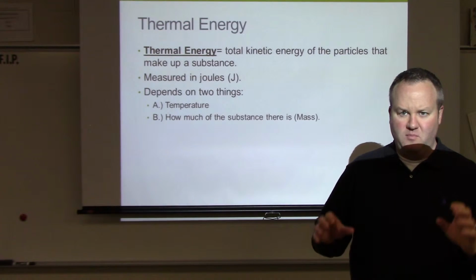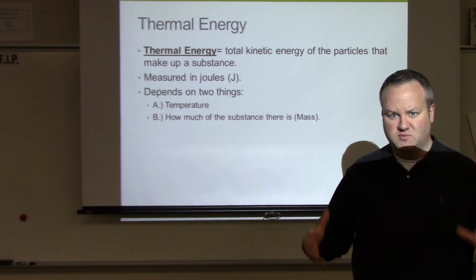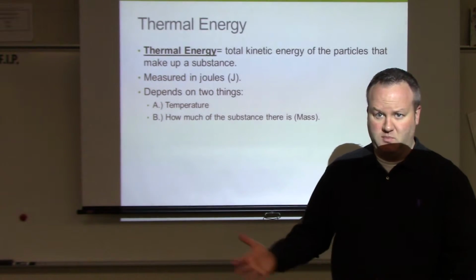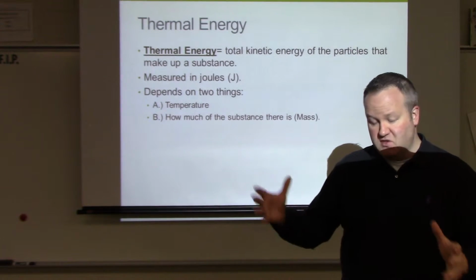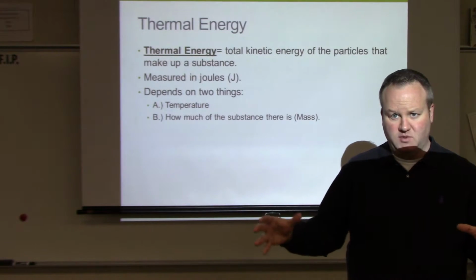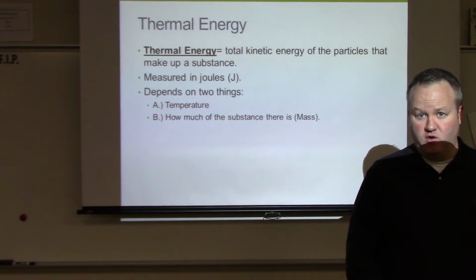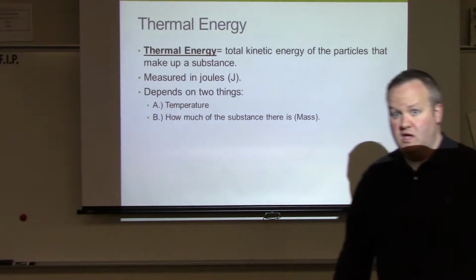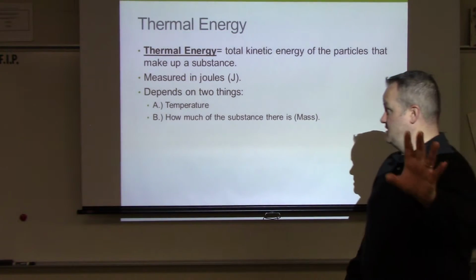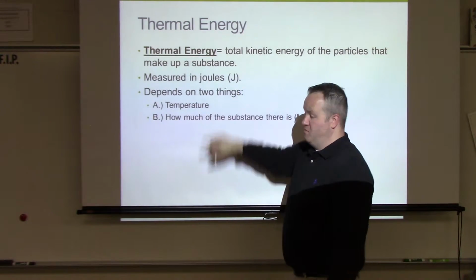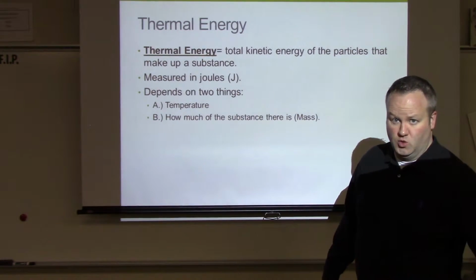Now, this is not the best way to describe this, but you could think of it as multiplying mass times temperature. If things have the exact same temperature, but there's more of one substance than the other, it's going to have more thermal energy for that reason alone. And we're going to talk a lot more about that later in a different video. As with all types of energy, we're going to measure thermal energy in joules.